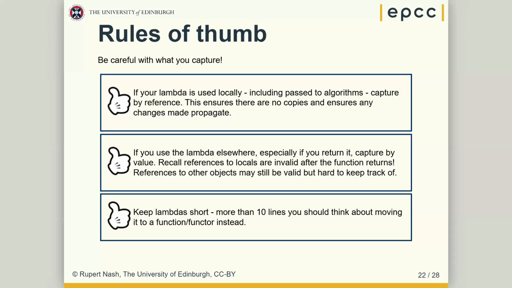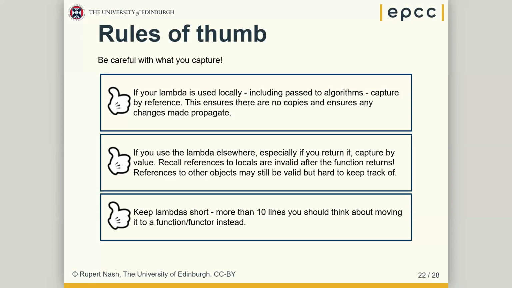If you use your lambda elsewhere, especially if you return it, because you can bind it to a variable, so a lambda can be returned, capture by value. This means the values that you want to associate with that lambda are carried by it. If you were to capture by reference and then return it, the reference would point to something in the scope of the function you've returned from.